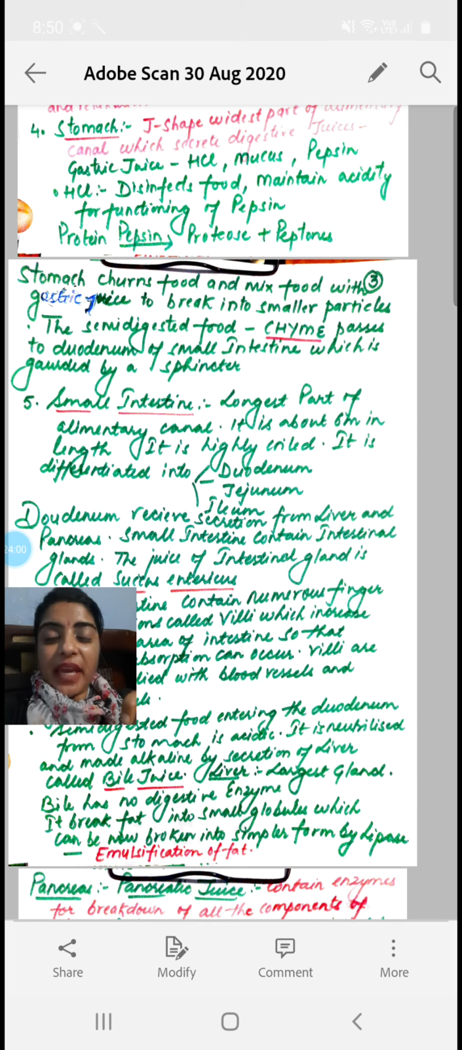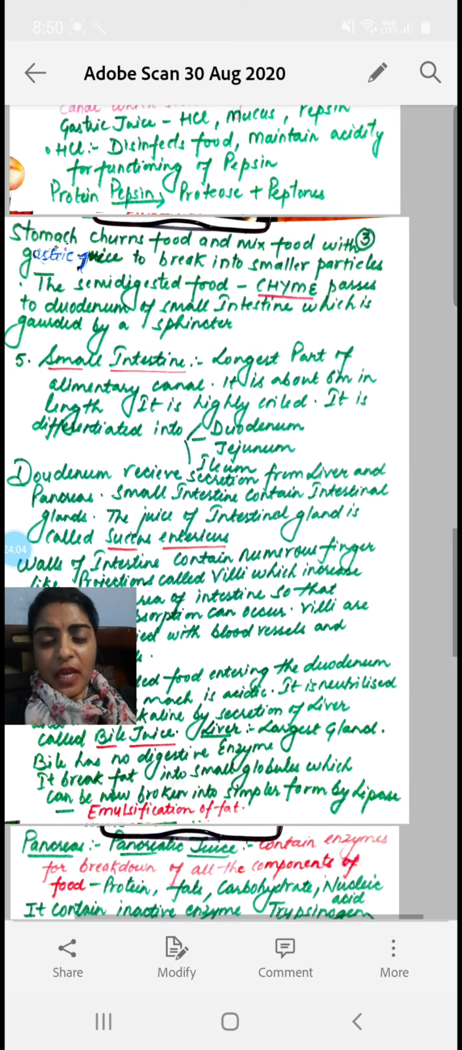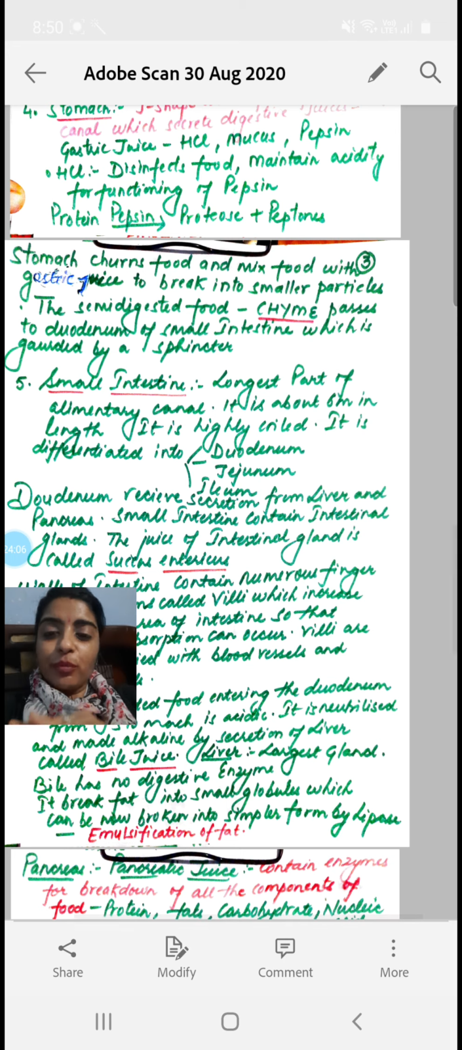What is the main function of HCl? Firstly, it disinfects the food. All the harmful microbes, what does it do to them? It kills them, it wipes them out. And secondly, it maintains the acidity inside our stomach. Now the question will come to your mind: what is the role of maintaining the acidity in the stomach? What does acidity do in our stomach?